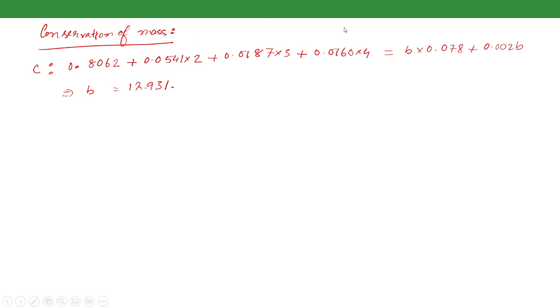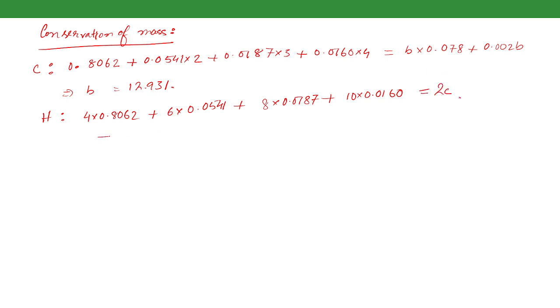Now for hydrogen, if we do 4 into 0.8062 plus 6 into 0.0541 plus 8 into 0.0187 plus 10 into 0.0160 is equal to 2C. This implies C is equal to 1.93.